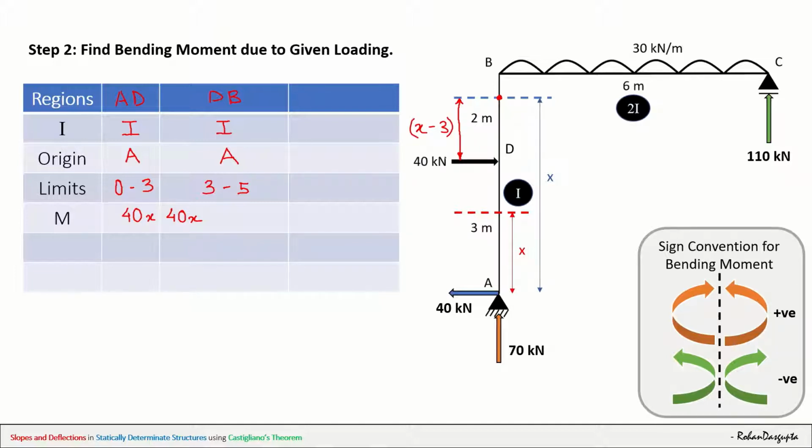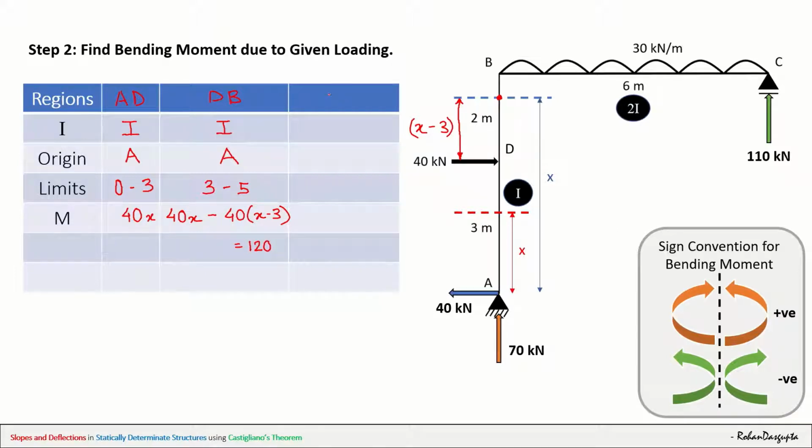And please consider that this 40 kilonewton will have an anti-clockwise moment. So left of section anti-clockwise is negative. So here I'll have minus 40 into x minus 3. If I want to simplify, 40x minus 40x will become 0, and minus 40 into minus 3 will become equal to 120. That's just the simplified way of writing this.